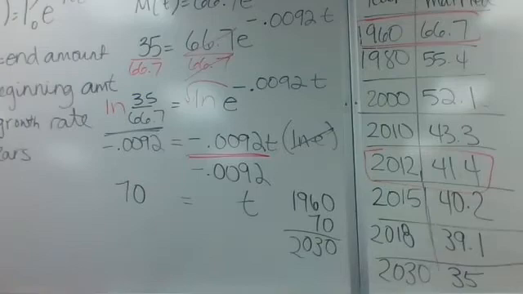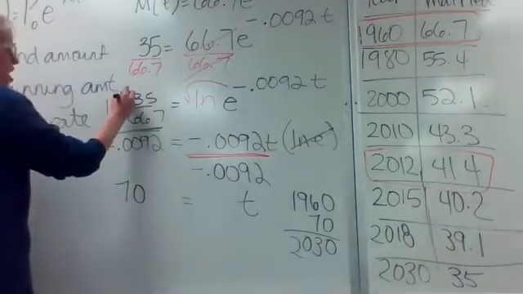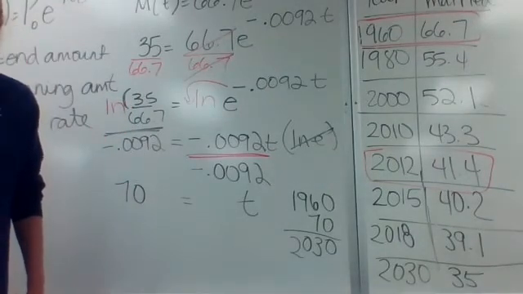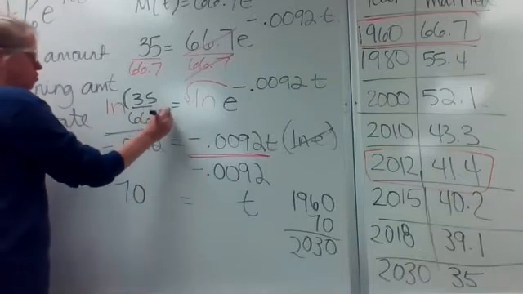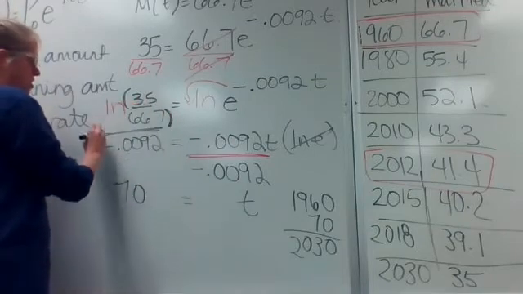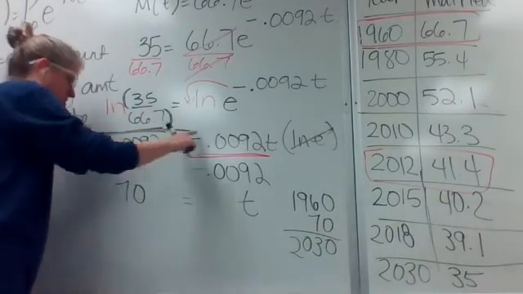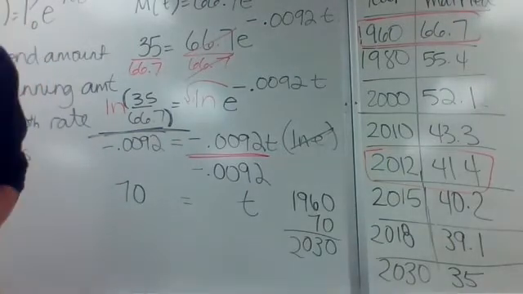Is that too big? I don't know what's going on. Okay, so you'll do ln, and it's going to automatically give you an open parenthesis after you type in the ln. And yours actually gives you a closing one too, right? Yeah. So here's where you want the closing. In the numerator, you have 35 over 66.7, close, divide that by the negative 0.0092.